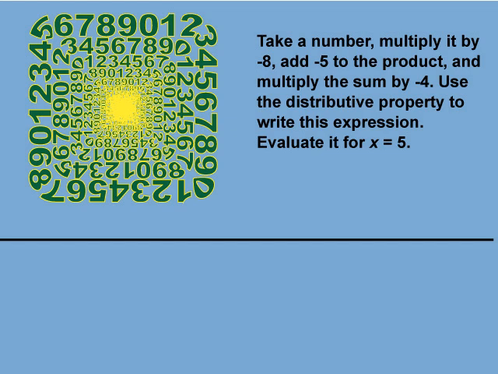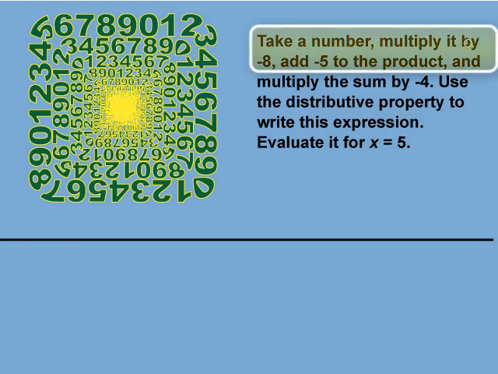Take a number, multiply it by -8, add -5 to the product, and multiply the sum by -4. Use the distributive property to write this expression. Evaluate it for x equals 5. This is an example of converting words into an algebraic expression. Let's start with this part.